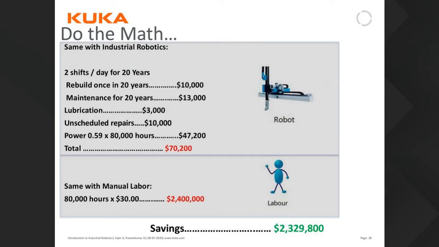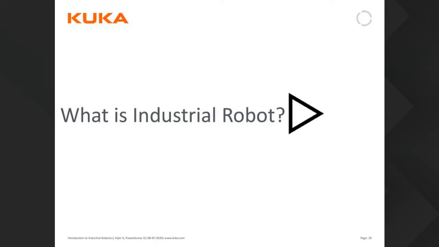But if the same activity is done with labor, at $30 per hour for 80,000 hours, it may come to around 2.4 million dollars. So in terms of savings, we are saving around 2.3 million, which is a big amount if we forecast towards 20 years. So that's the main reason the industry is going towards robotics. Not only this, and we'll talk about that in coming slides.